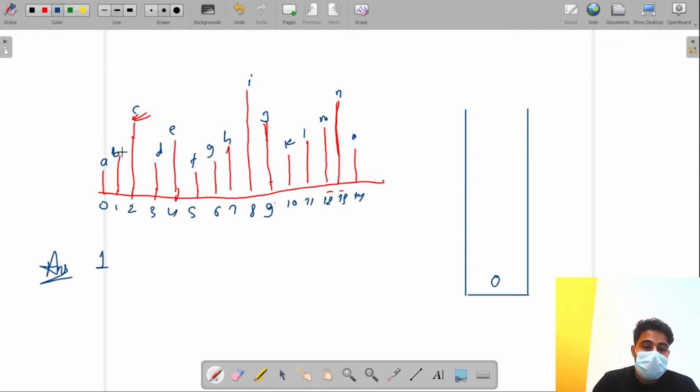Means we compare B with the 0th index value from the array. We compare B with A. We come to know that B is greater than A, means the value at the top of the stack is smaller than the value from the array. So what we'll do, our steps will remain the same. I'm saying it again and again just because here we'll do the same. We just pop that element from the stack, and we add the correct value to our answer array.